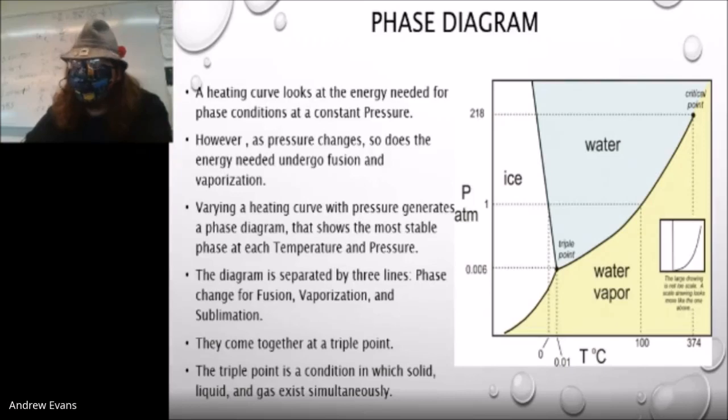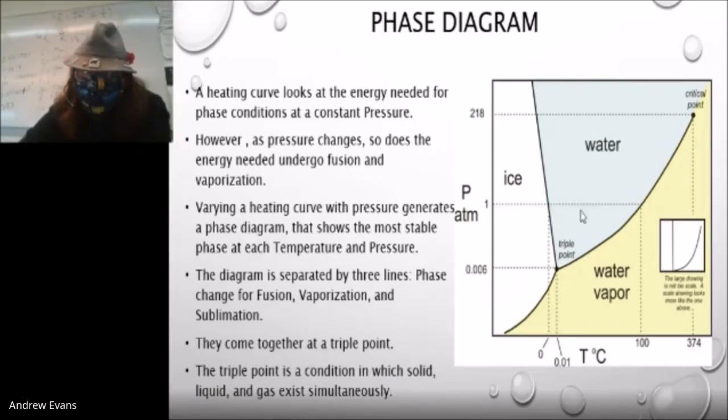Well, at this triple point, you're going to have ice, liquid water, and water vapor present at the same time. You're going to have all three states of matter generated and in the region at the same time. It's a point where all three can exist simultaneously.